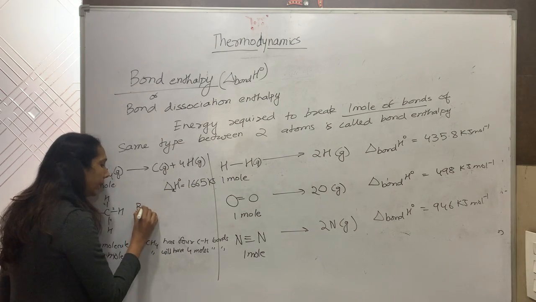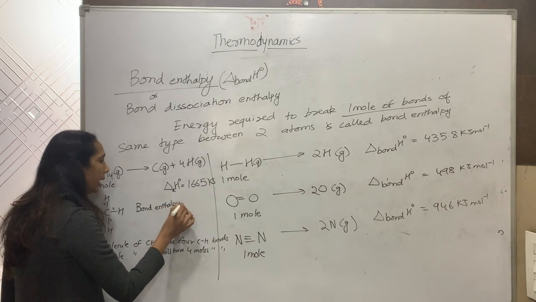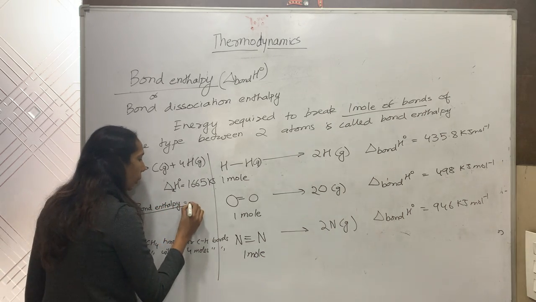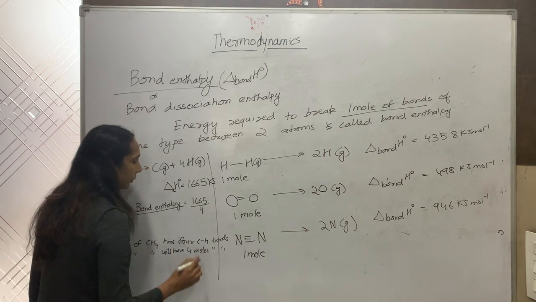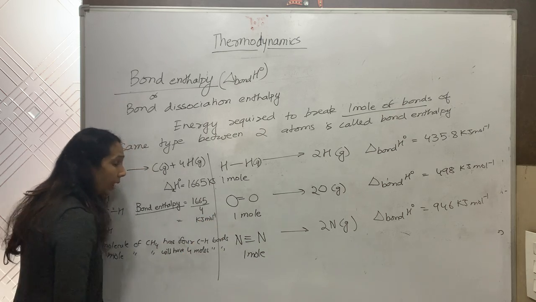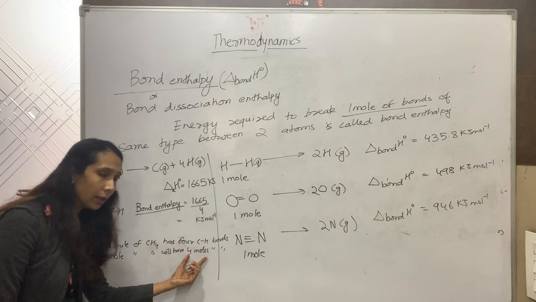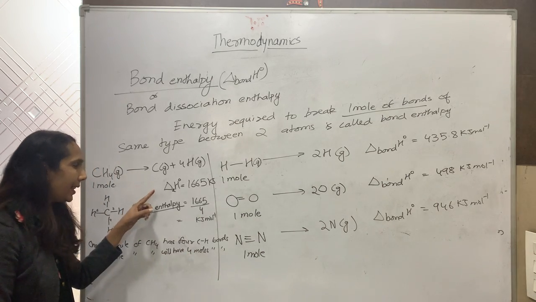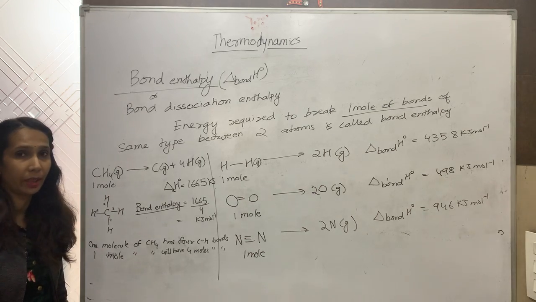What will be the bond enthalpy in this case? Bond enthalpy in this case will be equal to 1665 divided by 4. Whatever you get, that is the answer. That is the bond enthalpy, because bond enthalpy is for 1 mole. Here there are how many moles? 4 moles. So in this case, enthalpy of atomization and bond enthalpy are not the same.